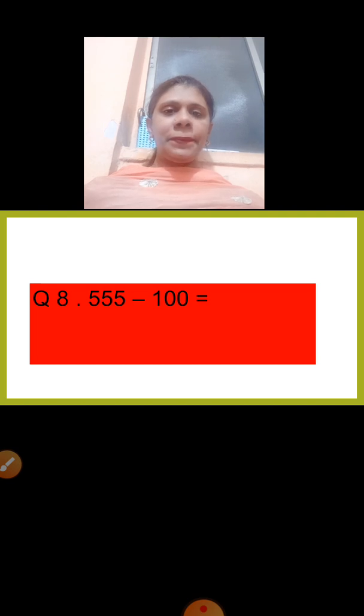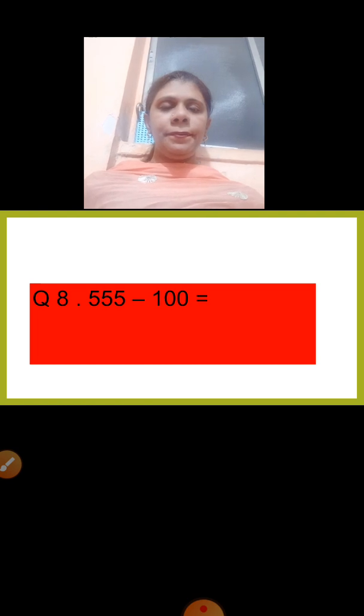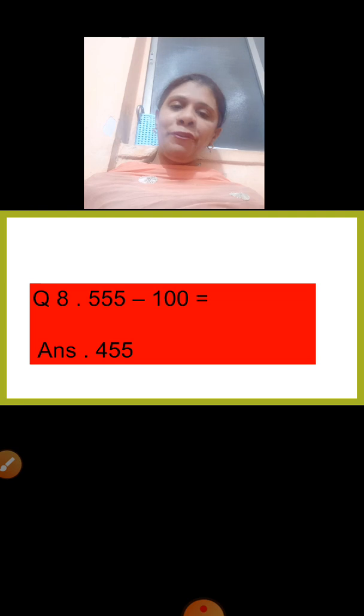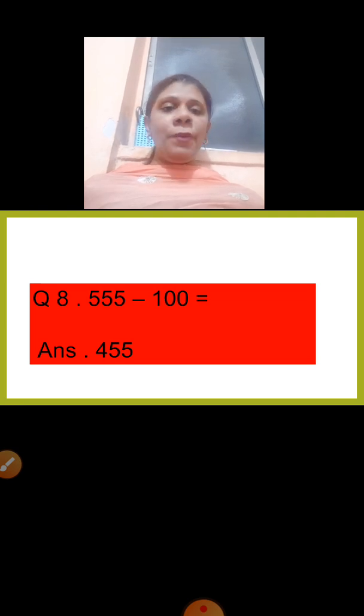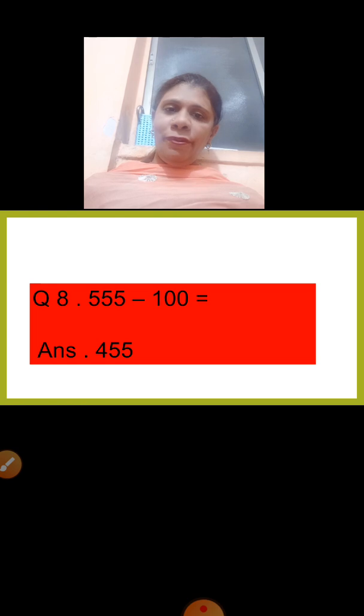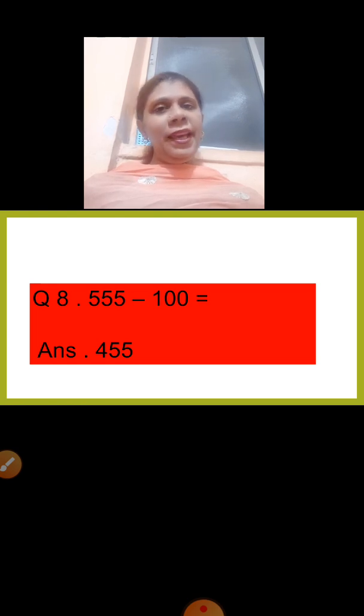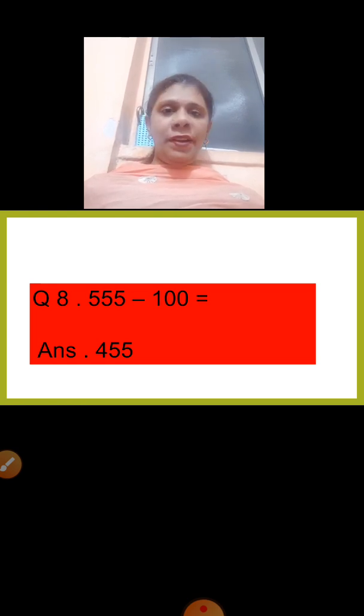Yes, what is the answer? 455. Correct. How? Because 5 minus 1 will be 4. 5 minus 0 will be 5. 5 minus 0 will be 5. So 555 minus 100 will be 455.